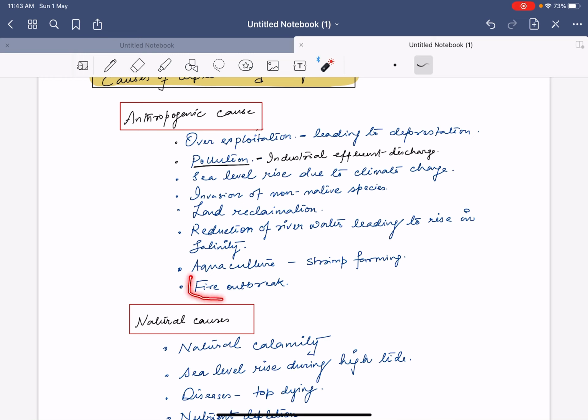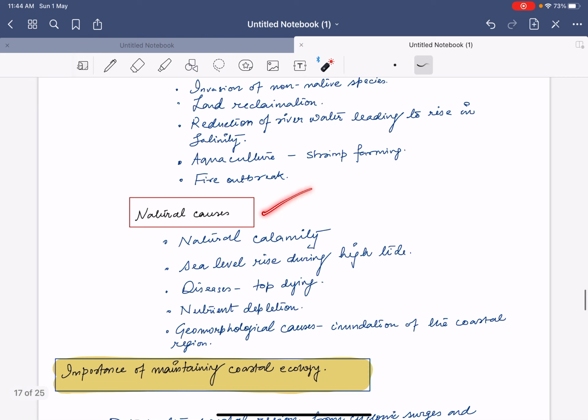Another recent thing that we are seeing is fire outbreaks. Mangroves are basically located in estuaries, and estuaries are wetlands where the occurrence of fire is very rare because the trees are inundated by water. But what is happening right now is that fire outbreaks are taking place. One of the major reasons is the reduction of river water flowing into the mangroves, and another important reason is the invasion of non-native species and over-exploitation of these resources. That is the reason we are having many incidents of mangrove fire.